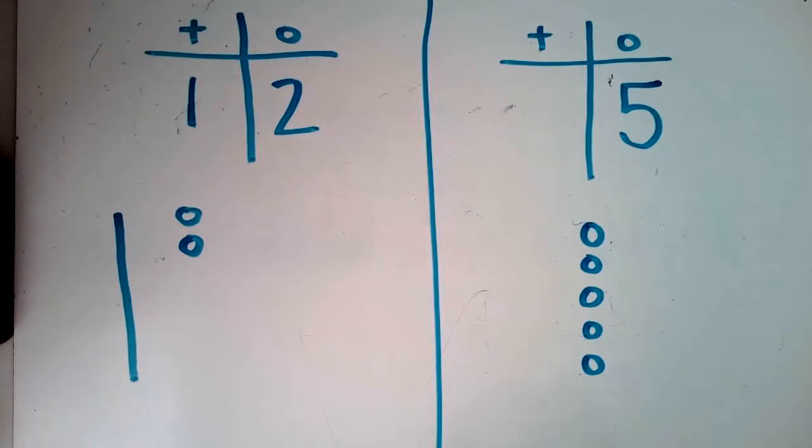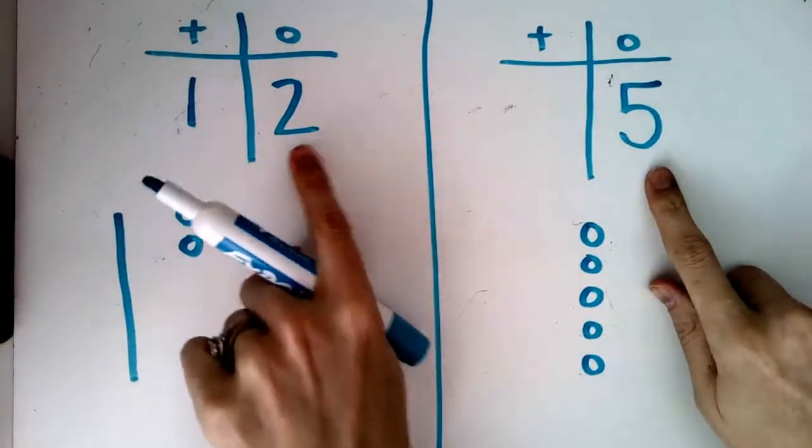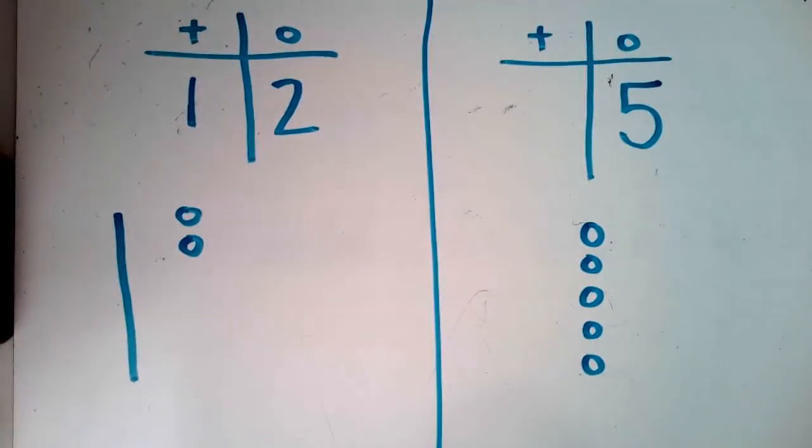Now, here's my trick to you first graders. If you're ever trying to find a number that is greater, remember the word greater means bigger than, okay? A greater number will have more tens. Or if two numbers have the same amount of tens, then we'll look at the ones and see who has the greater number of ones.